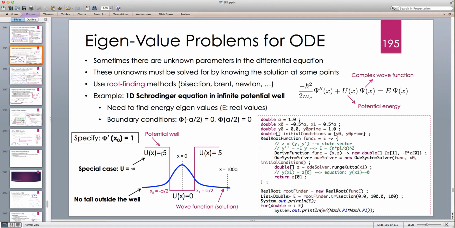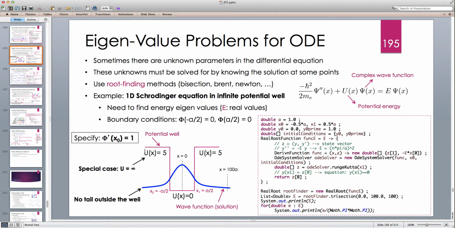So let's look at the example. In a very nice abrupt quantum well, with a potential well, let's say the length of the well is a, and x equals 0 is right at the center, and therefore the extent of the well is from minus a over 2 all the way to plus a over 2. Now let's assume a simple case where the potential energy is 0 inside the well and infinite outside the well. That's the simplest case.